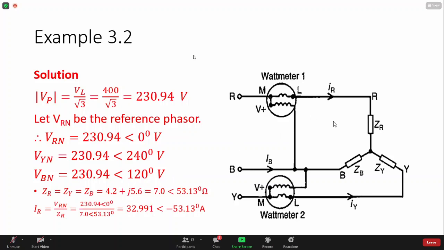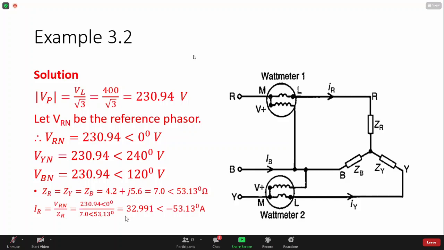All right, now the same impedance is in each phase, right? So ZR is equal to ZY equal to ZB equal to 4.2 plus j5.6. And that works out to be 7 at angle 53.13. So if I want to find IR, it's VRN over ZR. So it's 230.94 at angle 0 divided by 7 at angle 53.13. And that works out to be 32.991 at angle minus 53.13.